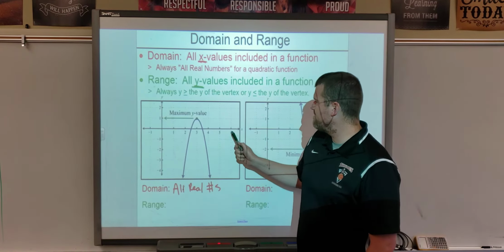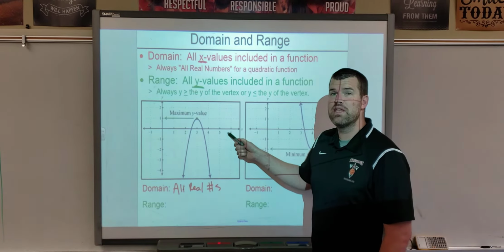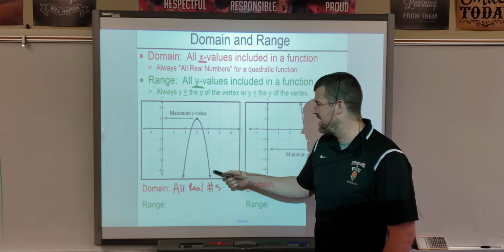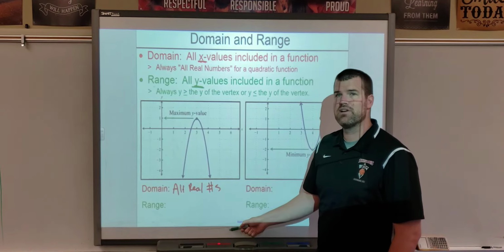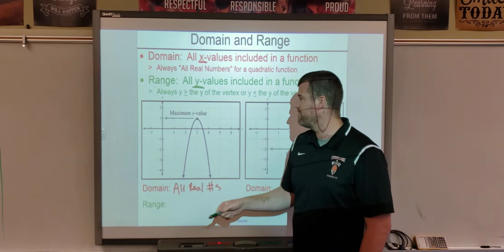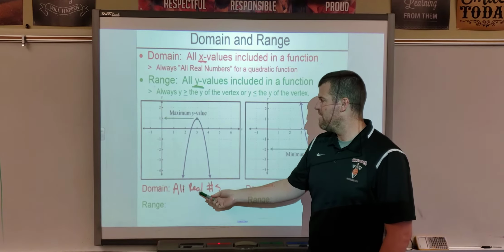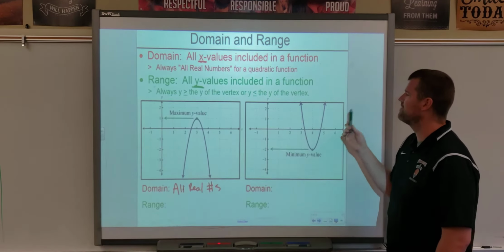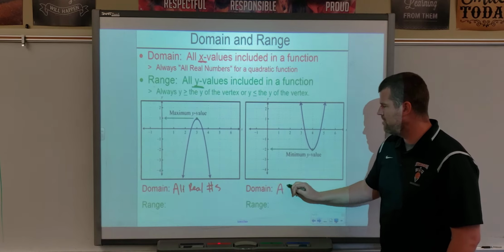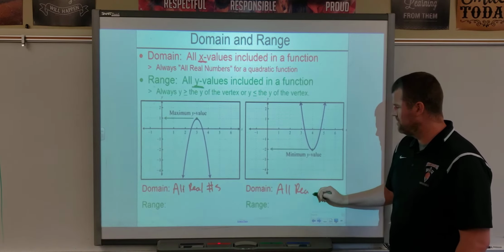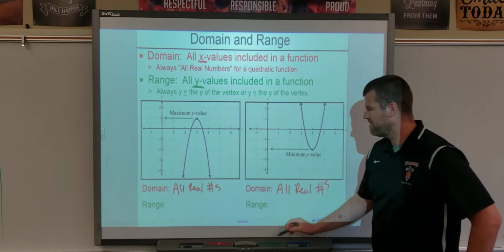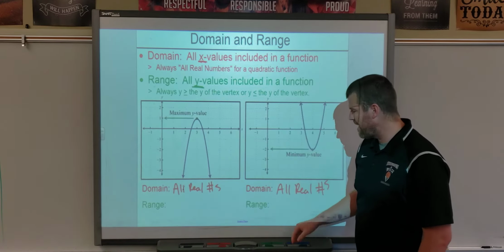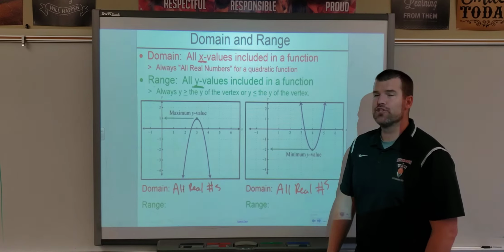If I go to an x value of 6, that will be on the graph. I have to go down a long ways, but eventually I get to a point where I hit the graph. So this will appear on the graph. There will be an ordered pair on the graph that'll be 6 comma something. Every x value will show up. Same thing on this, goes left forever, goes right forever. Domain, all real numbers. So for every graph of a quadratic function, the domain will be all real numbers.